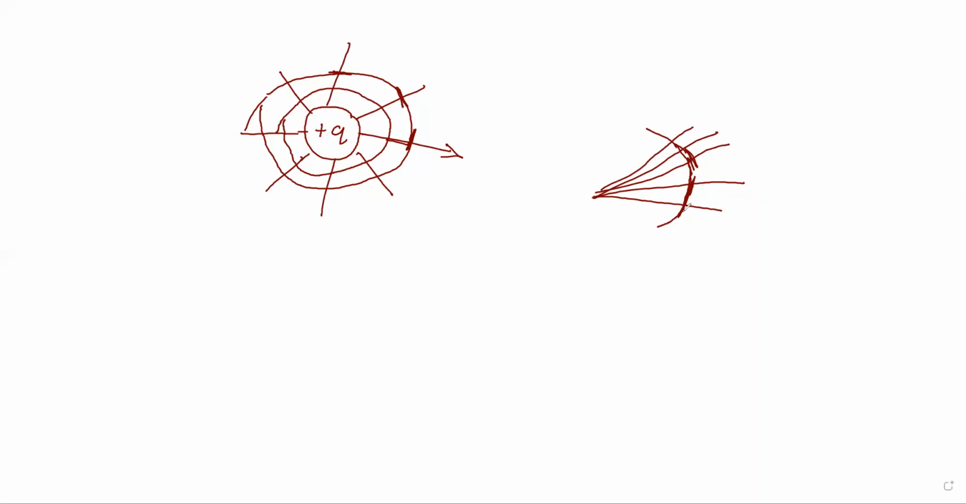For better understanding, we'll consider a uniform electric field. So instead of taking this diagram, I will consider a uniform electric field.